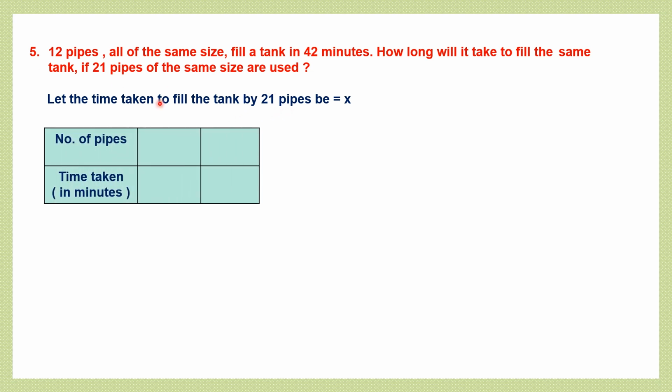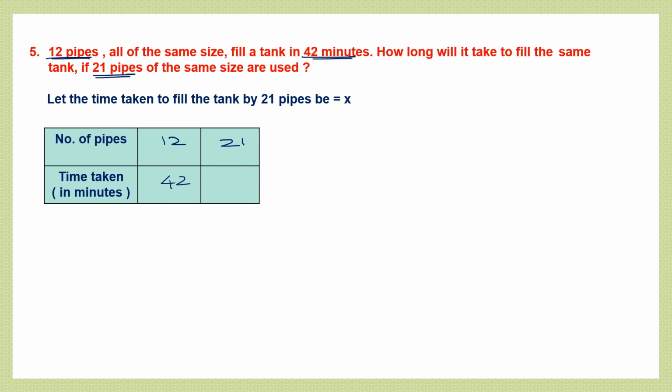And let's get our table ready. So here 12 pipes, so we have written number of pipes, and 42 minutes, so time taken in minutes. Now let's fill this up. So number of pipes initially is 12, and for 12 pipes it took 42 minutes. Now the number of pipes are going to be increased and it's going to be 21 pipes. We're going to use more pipes, so definitely it's going to be filled in lesser time. So when the pipes increase, the time is going to decrease.